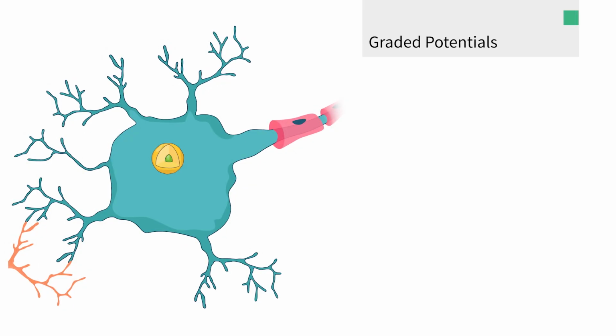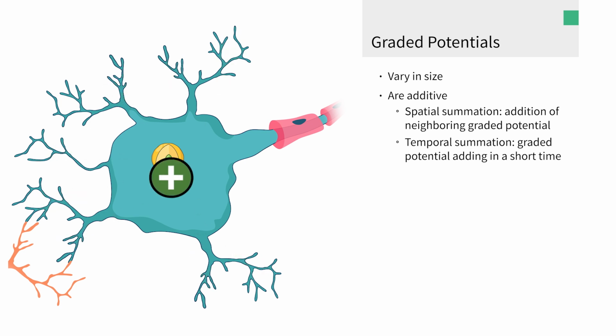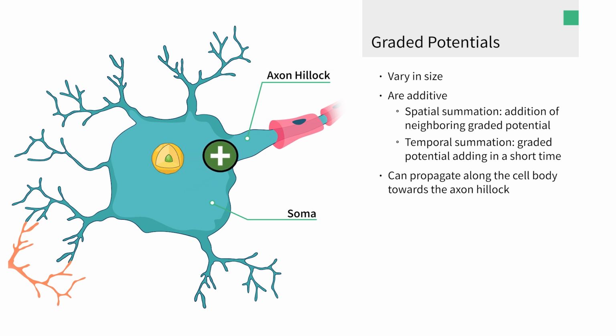Graded potentials varying in size can add up together if they are located close to each other or happen within a very short time span, phenomena that are technically referred to as spatial summation and temporal summation respectively. Graded potentials can also propagate a short distance along the soma and towards the axon hillock. If enough of these graded potentials add up in that short time span, we will get an action potential.